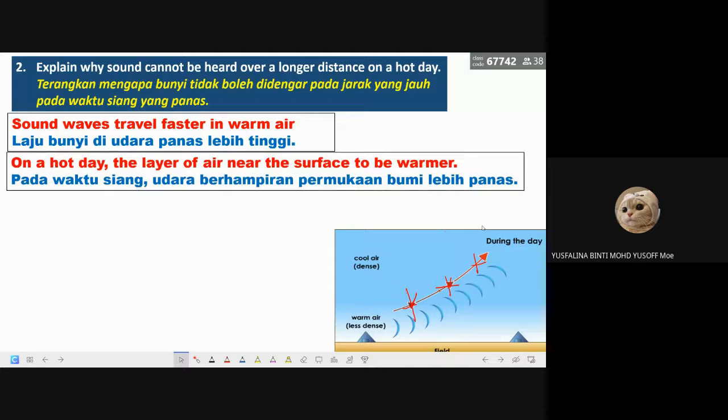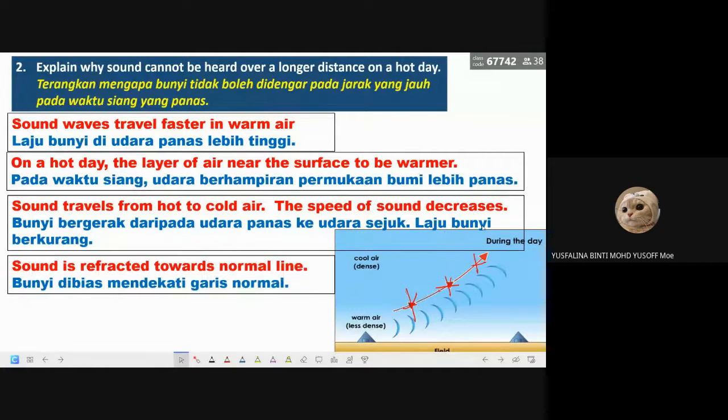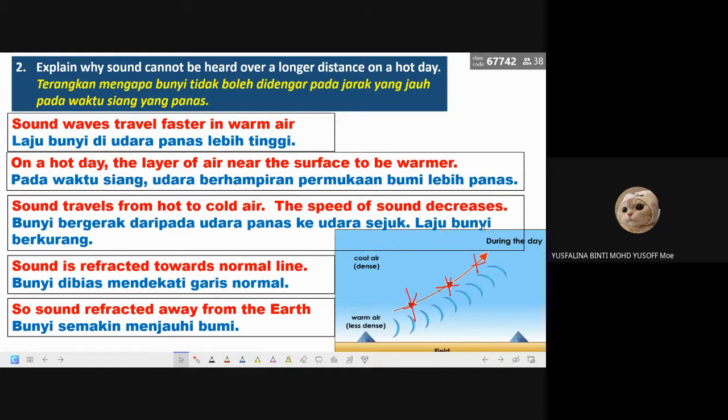So here is the explanation. The sound will travel faster in warm air. On the hot day, the layer of air near the surface is warmer. So the sound travels from hot to cool air, so the speed of sound decreases. The sound is refracted towards the normal line because of the difference in density. Less dense to dense, it will move towards the normal. Then after that, it will move away from the normal line, so it will be refracted away from the earth.